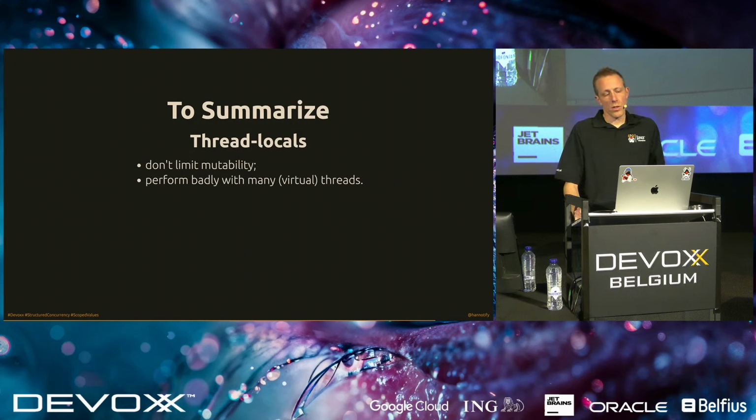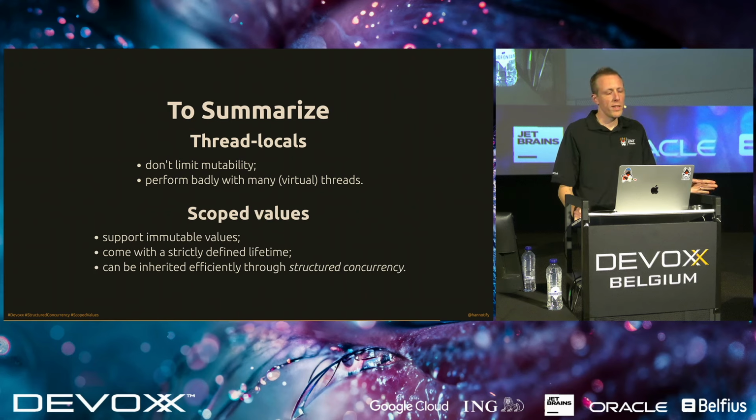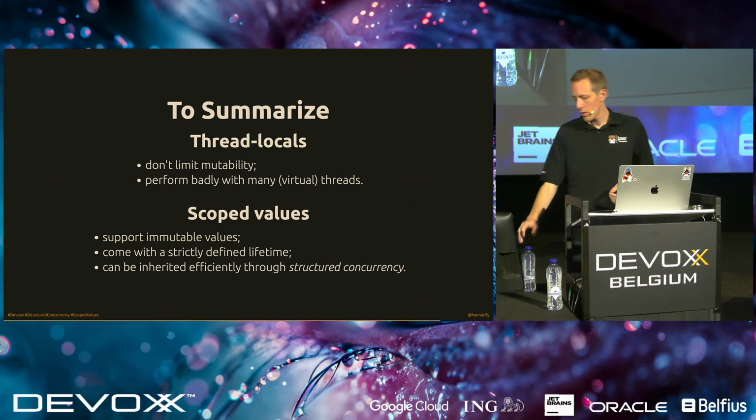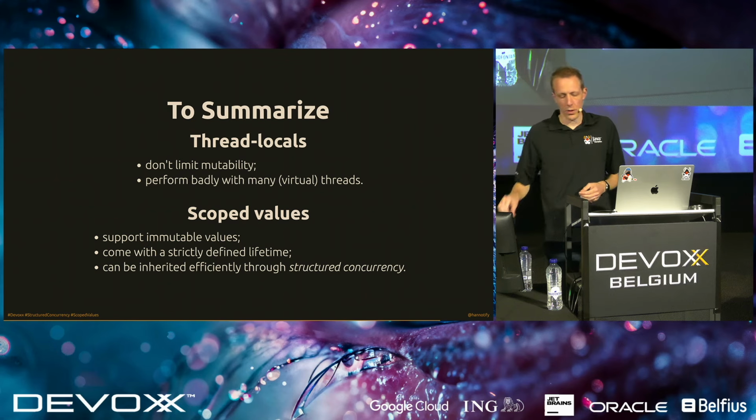So to summarize, thread locals don't limit mutability, and we've seen that they perform badly with many virtual threads, and scoped values support immutable values, come with a strictly defined lifetime, and can be inherited efficiently through structured concurrency.